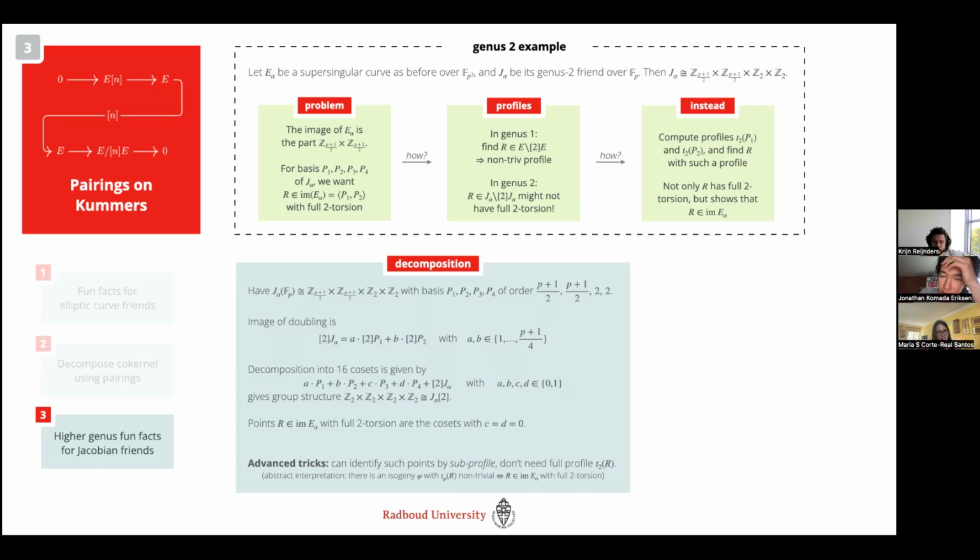So there is some isogeny phi where R has a non-trivial profile, and this implies that R is in this image with full 2-torsion. Now the question is, what is this isogeny phi? What is the kernel that generates it?